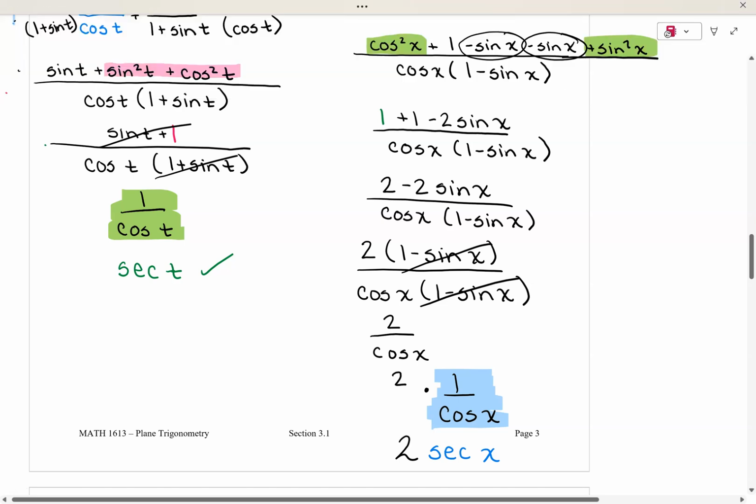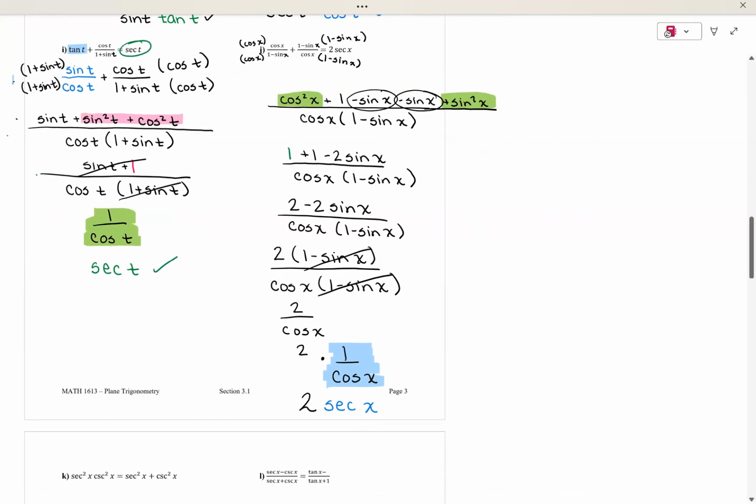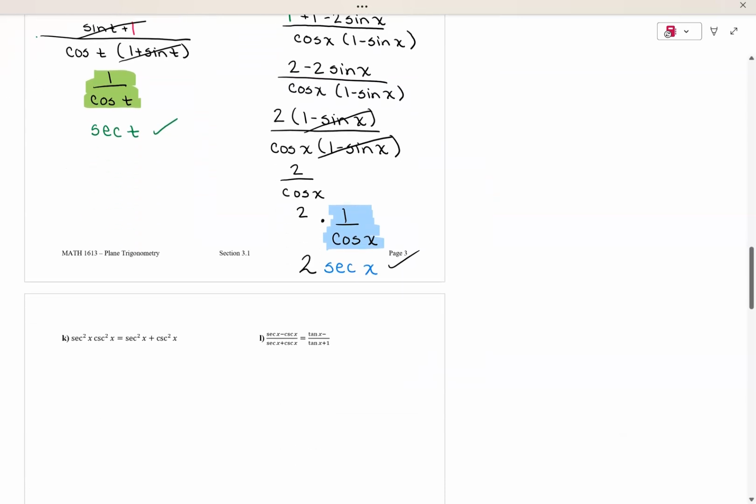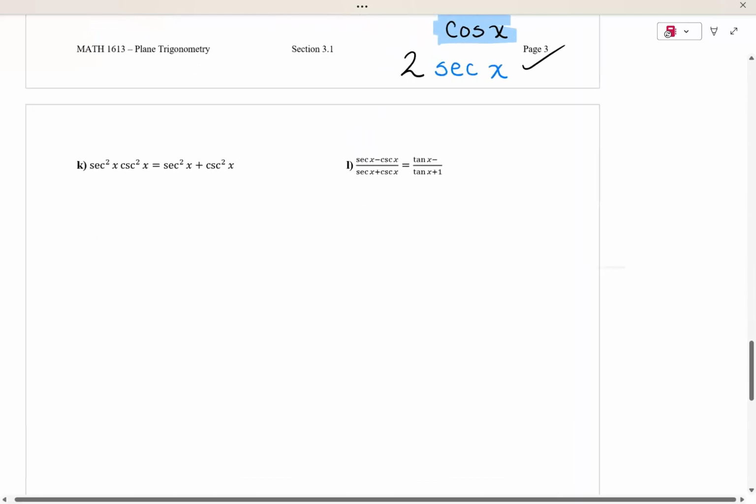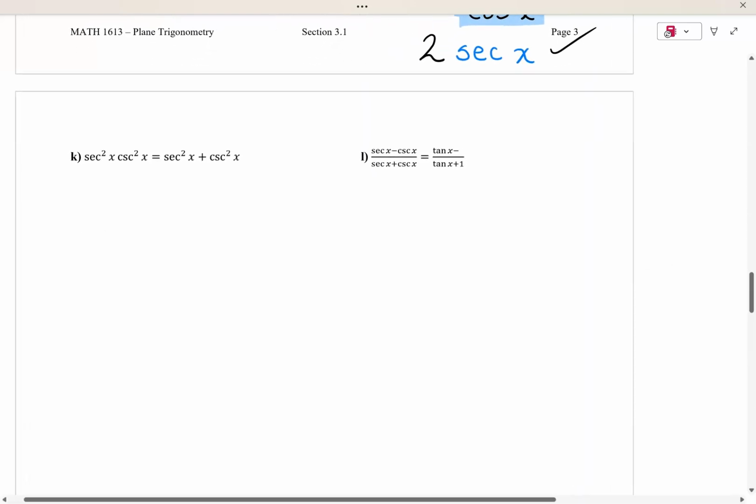So notice if I zoom out a little bit, that is exactly what we needed there. So we got it. Okay, let's go to the next page. Oh, we're missing something at the top here. So I don't think we're missing anything on that one, but we're missing a 1 right there.